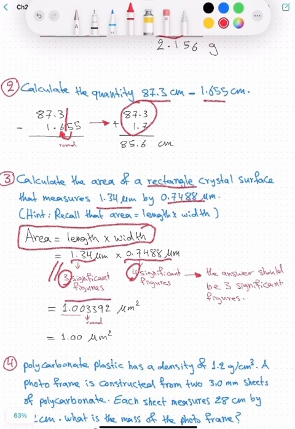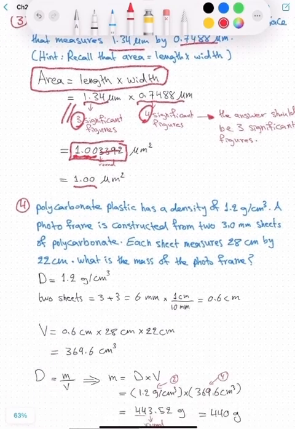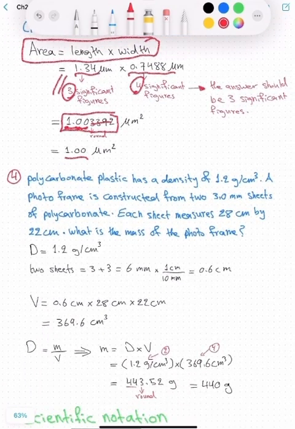You multiply them, getting this huge answer. We need only 3 significant figures, so 1, 2, 3. What comes after it? 3, so less than 5, just ignore the rest, becoming 1.00. Question 4, we have polycarbonate plastic. The density is this much.